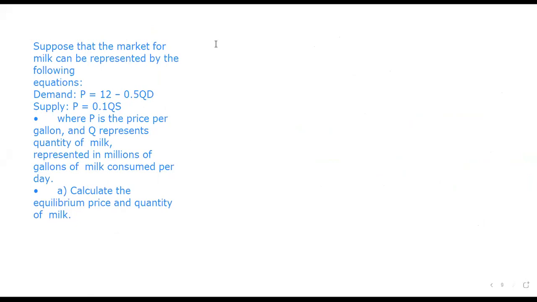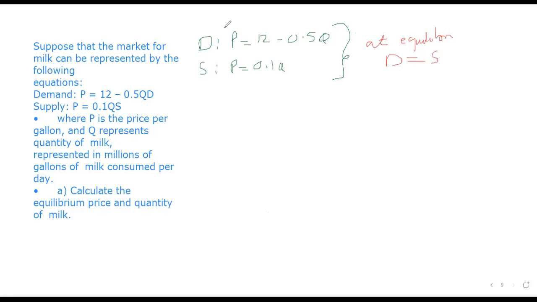What is our demand function? Demand is P equals 12 minus 0.5Q. And our supply is given by P equals 0.1Q. Can somebody tell me what happens at equilibrium? At equilibrium, demand is equal to supply. So we're going to equate these. Who's going to equate this for us?